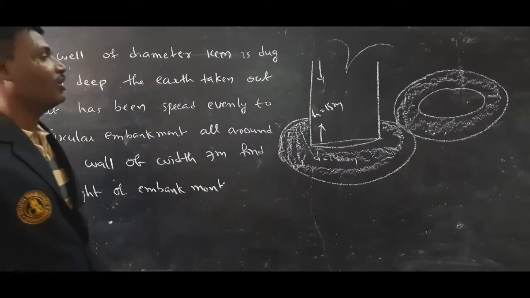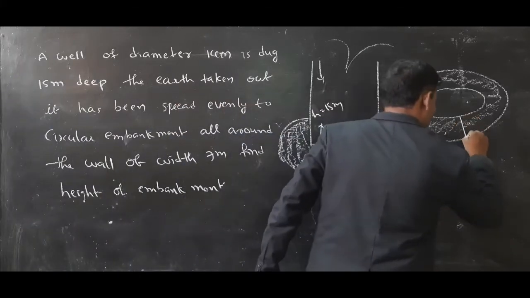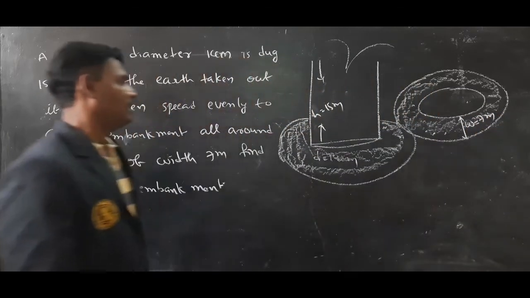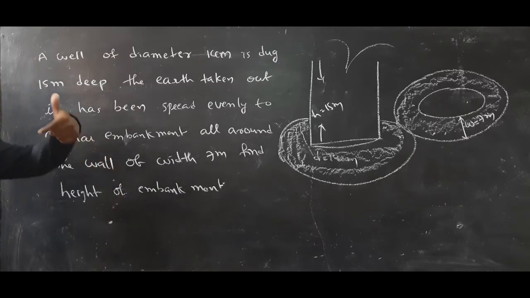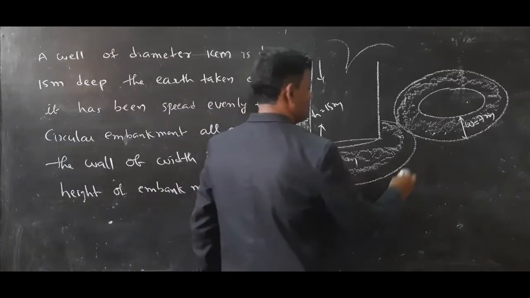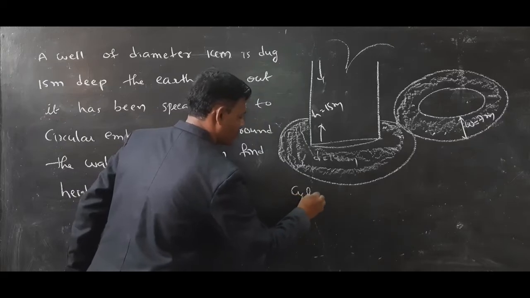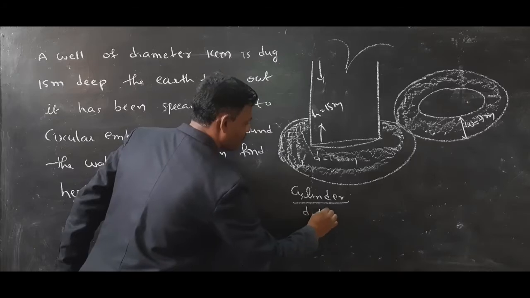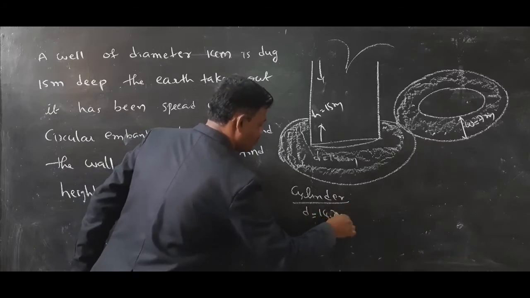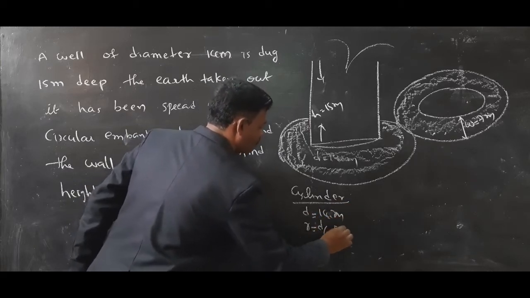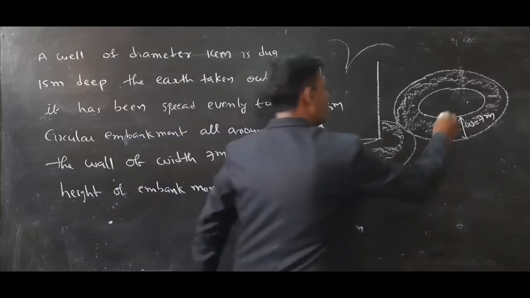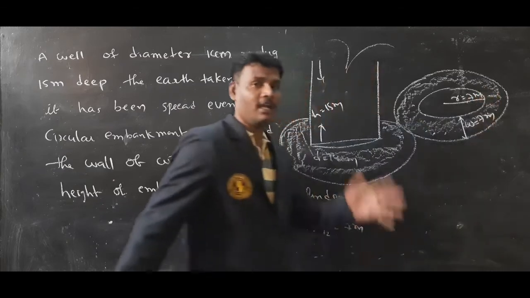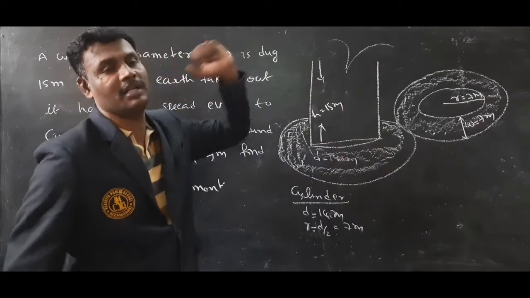Width 7 meters. What is the width of that one? The width of the embankment, W, is equal to 7 meters. Now you have to find the height of that embankment. For example, first the cylinder. What is the diameter? D is equal to 14 meters. R is equal to D by 2, which is 7 meters. So the inner radius R is equal to 7 meters. The inner radius of that embankment is 7 meters.